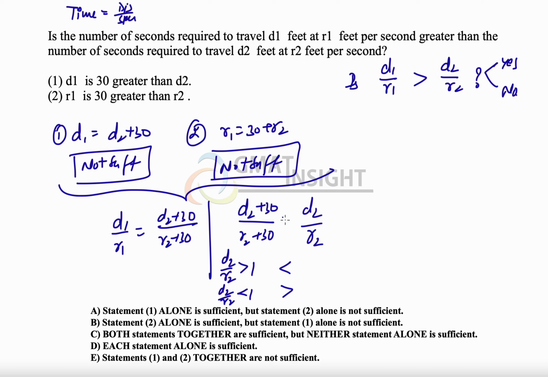And since there is no consistent comparison between these two cases because the value of d2 over r2 is unknown, therefore we need to say that the information even after combining the two statements is not sufficient, and hence the answer to the question becomes option E.